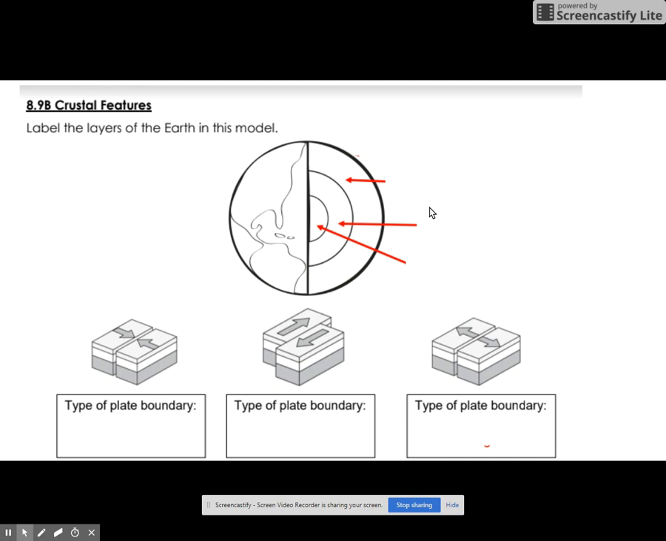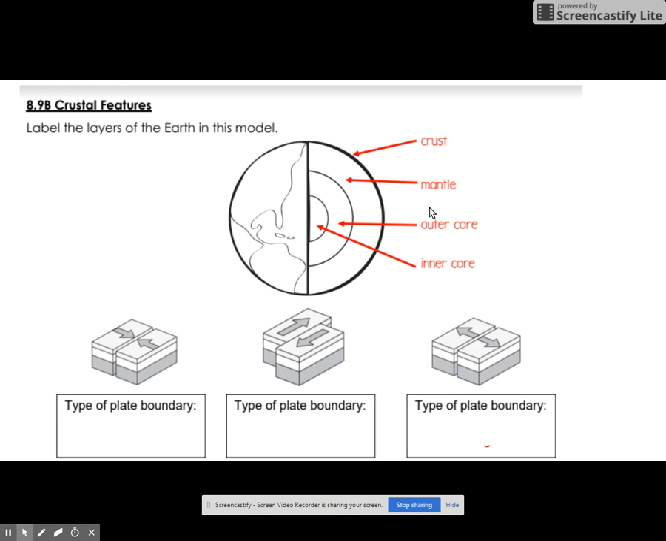8.9b, crustal features. Please make sure that you have already completed this section before you start to check. Label the layers of the Earth in this model. First layer is the crust. The second layer, as we go down, is the mantle. Third layer is the outer core, and the last layer is the inner core, which is very, very hot.